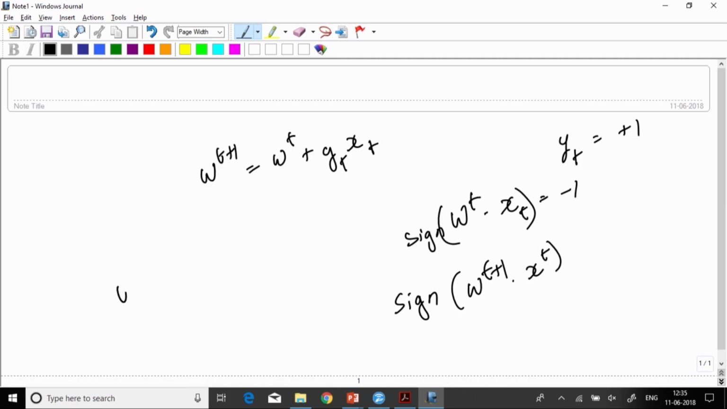But wt plus 1 dot xt is going to be equal to wt dot xt plus xt dot xt, and this is a positive number. So wt plus 1 dot xt might be positive, in which case it's good. But even if it is negative, it is less negative than wt.xt. So you are moving in the right direction. The xt.xt is always going to be greater than 0, since it's a square. So every iteration, you either make the right prediction, or when you update, you are less wrong on that instance. So you can keep on doing this.